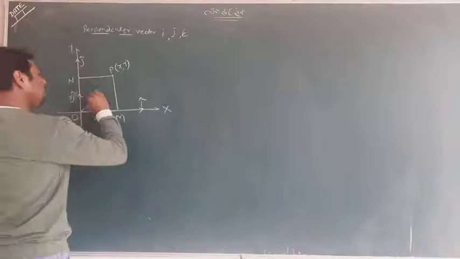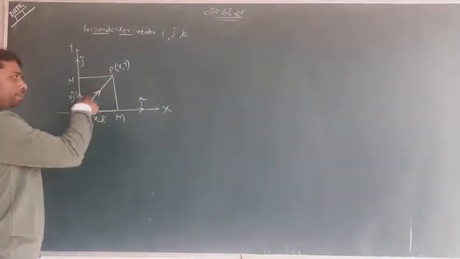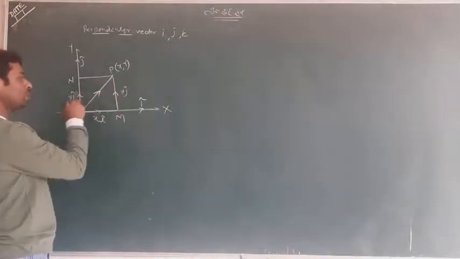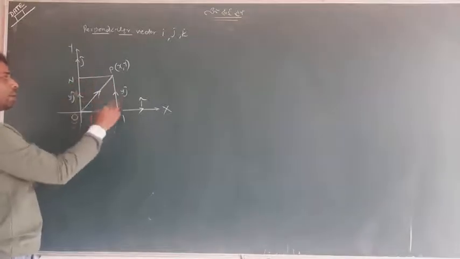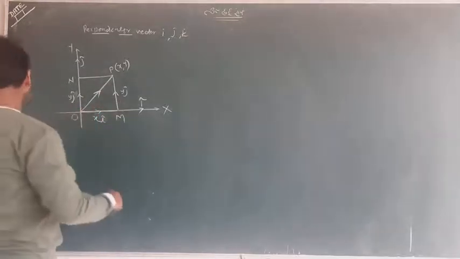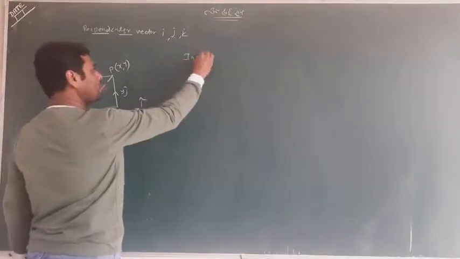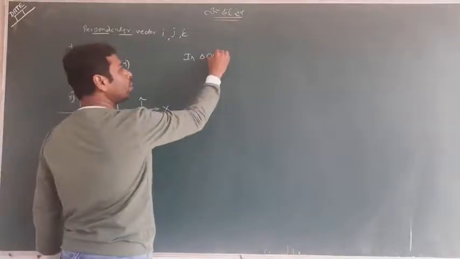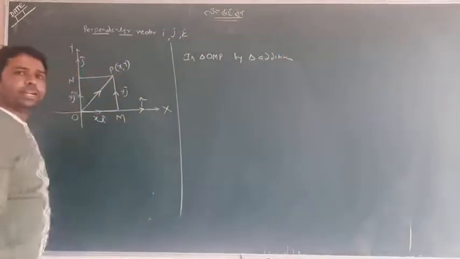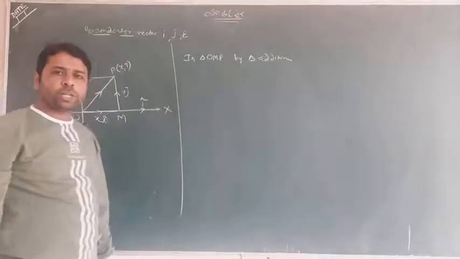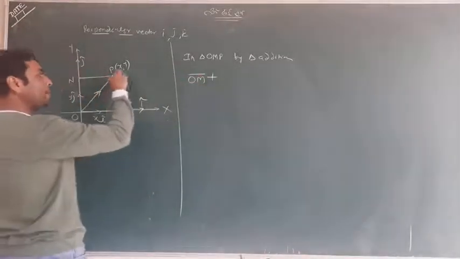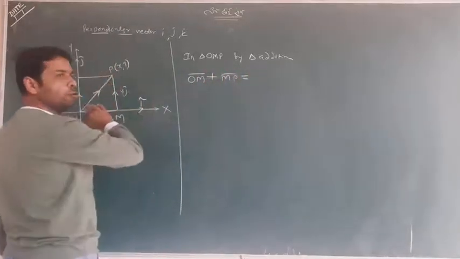Now what I'll do, I'll join OP. This was yj cap. So this is also yj cap because these two are equal vectors. You understand, it is a rectangle. So these two are equal vectors, and these two are equal vectors. And now students, I'll use the triangle law in triangle OMP, the triangle addition law. I taught you yesterday the addition law. I'll use the addition law here. How? OM plus MP. I taught you that without looking at the picture, it is OP.